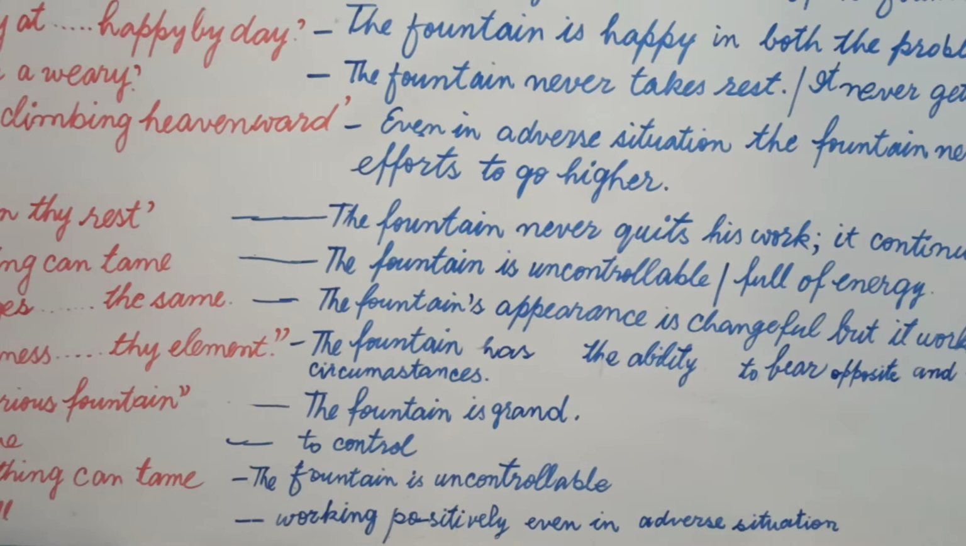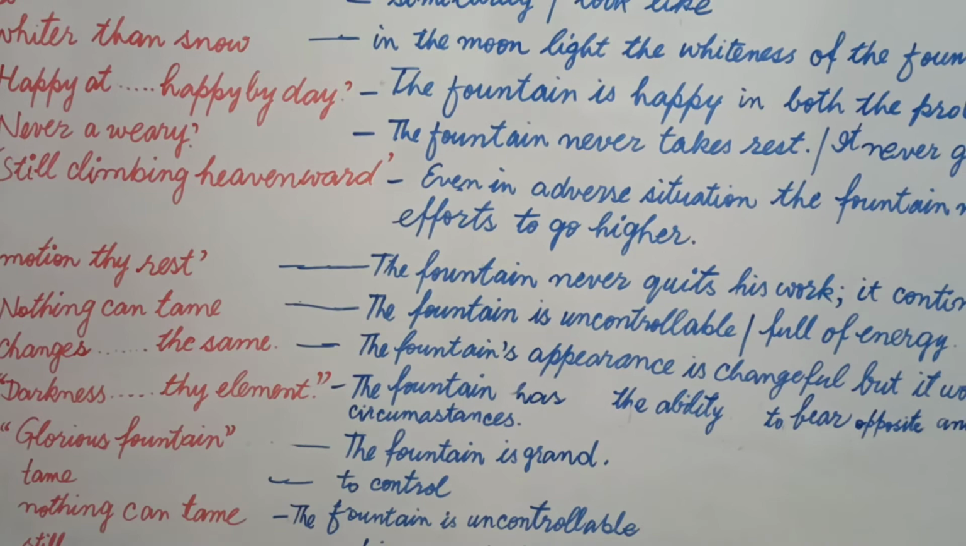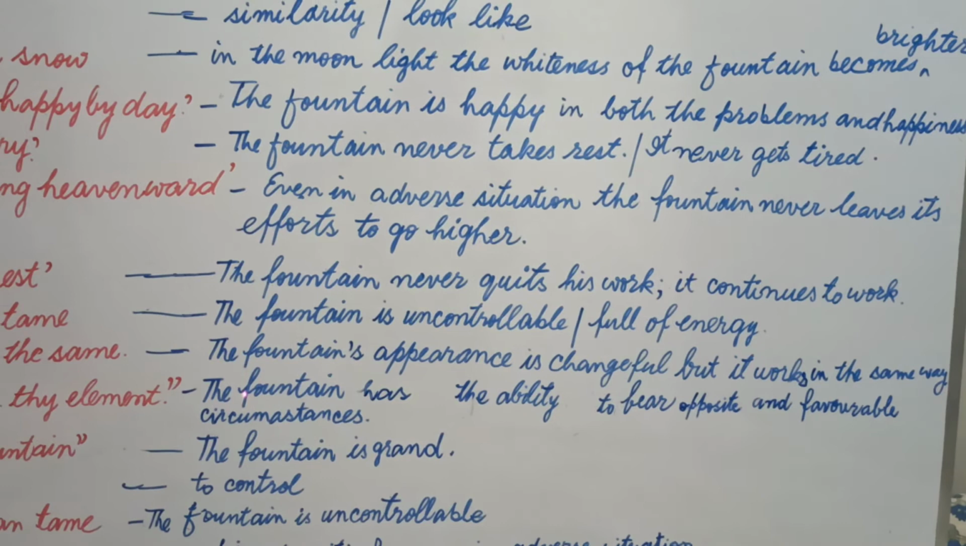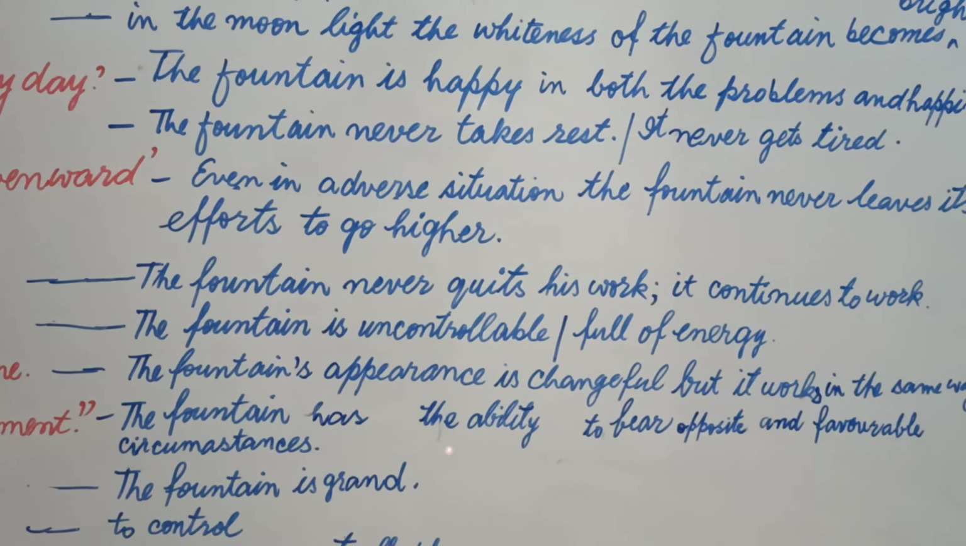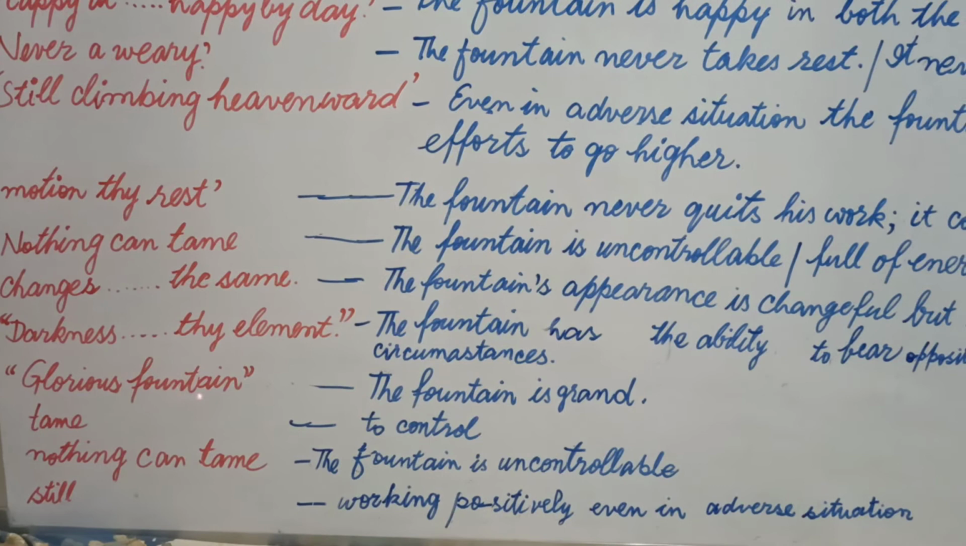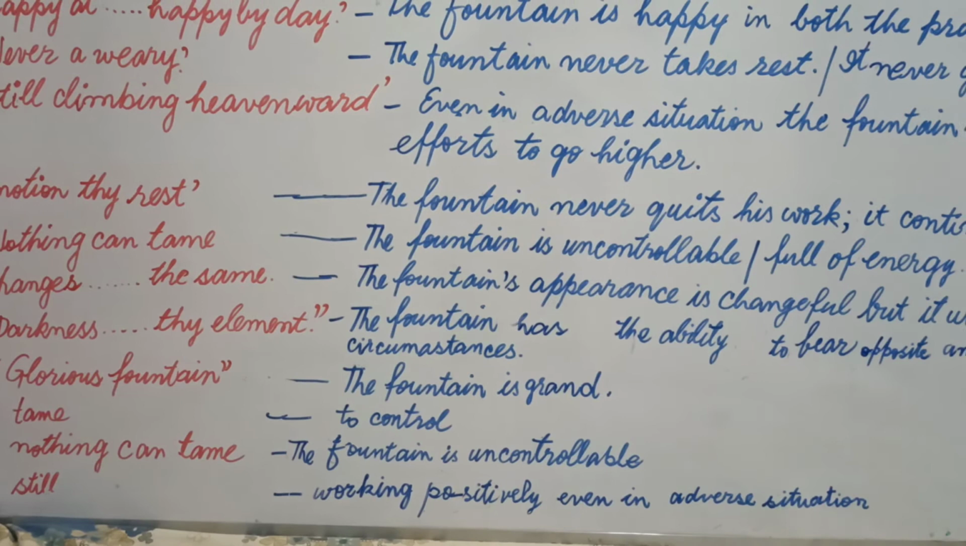It means if you have both the elements to face difficulties and to be in balance in favorable conditions, students, you are a man of success. And it is taught by the fountain, and the poet seeks such an inspiration from the fountain. What inspiration? The fountain has the ability to bear opposite and favorable circumstances. Students, after this, glorious fountain means the fountain is grand. Grand means the fountain has all the abilities in itself.